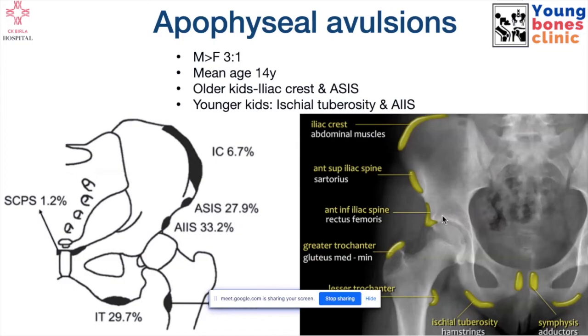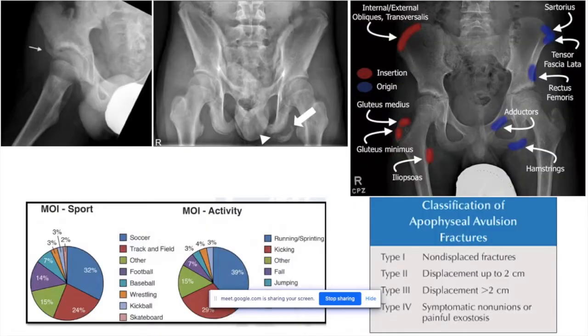The more common ones are the AIIS avulsions and the ischial tuberosity avulsions. You can see this. This is the anterior inferior iliac spine, and this is the ischial tuberosity apophysis. There is an epiphysis and there is an apophysis, right? So this is an apophyseal avulsion. These two are the most common, the AIIS avulsion and the ischial tuberosity avulsion. You can forget the rest of these.